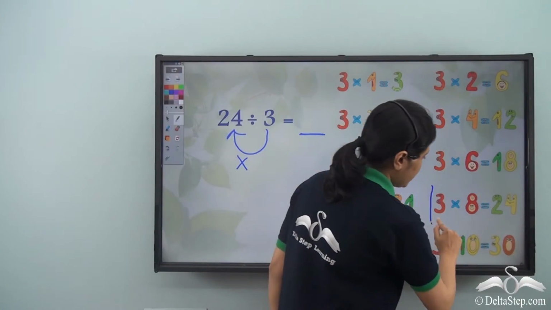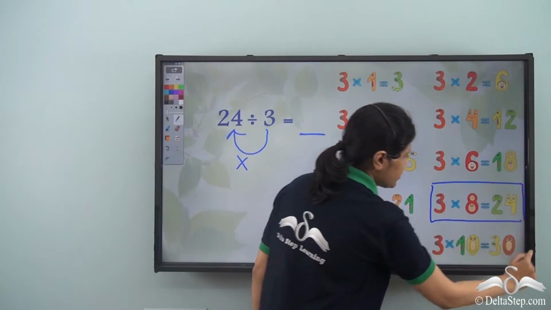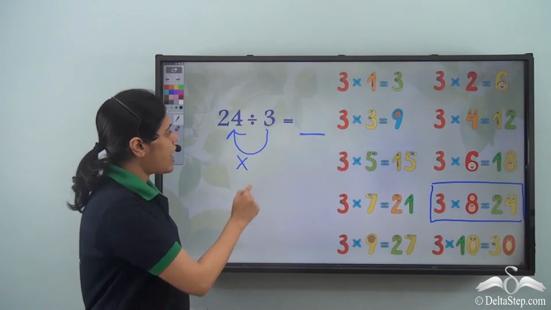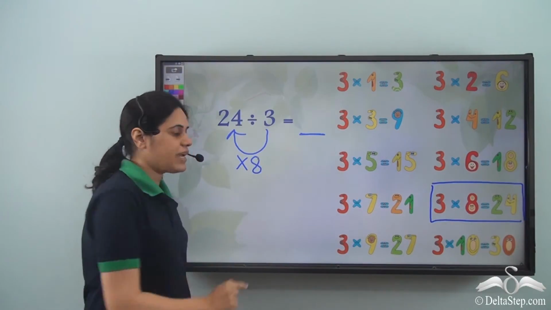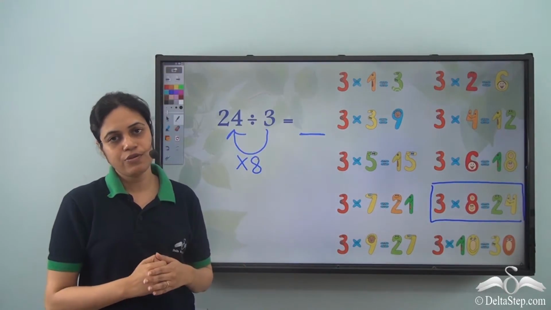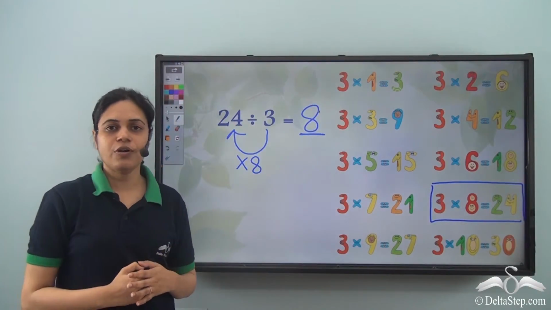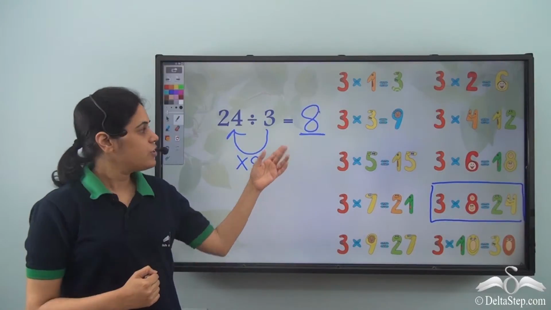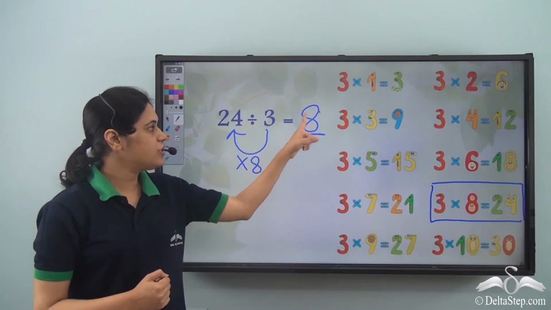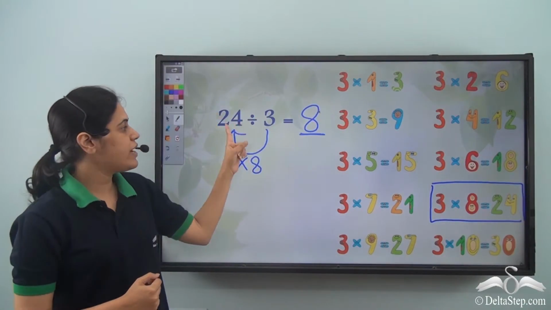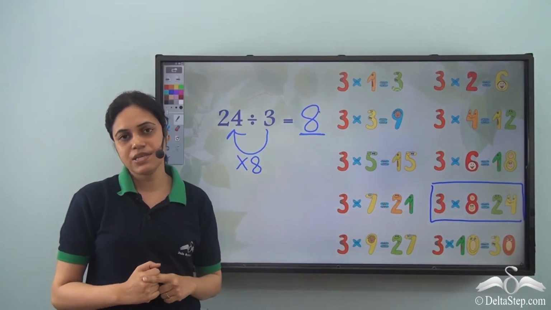Now 3 into 8 is 24. So I should multiply 3 by 8 to get 24. So the answer or the quotient of this division is 8. You can cross check. 3 into 8 is 24. So 24 divided by 3 is 8.